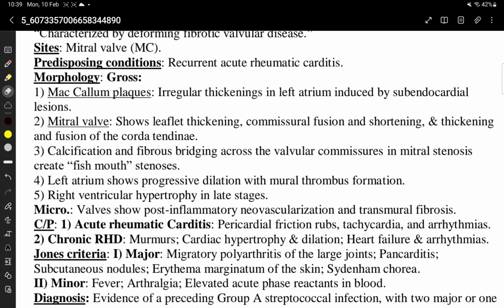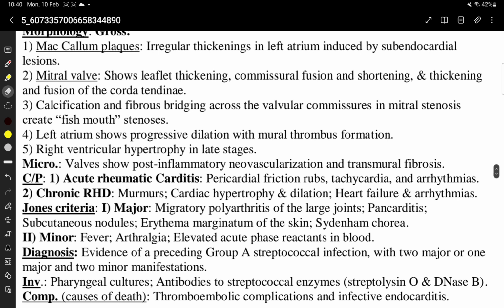Mitral valve. The mitral valve shows leaflet thickening, commissural fusion and shortening, and thickening and fusion of the chordae tendineae.